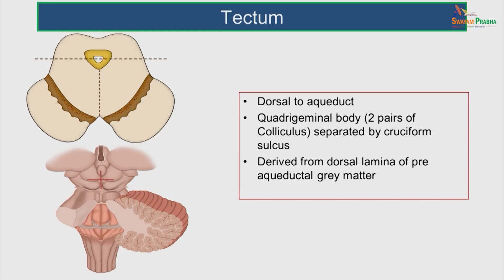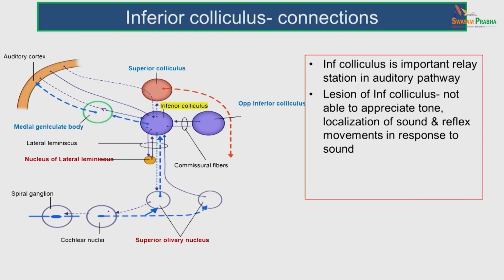Now let us see what are the connections of the inferior colliculus. The inferior colliculus is an important relay station in the auditory pathway. It is connected to the superior colliculus. This is very important because this connection helps in turning the head and eyes towards the source of sound. So this connection between the superior and inferior colliculus is very important.